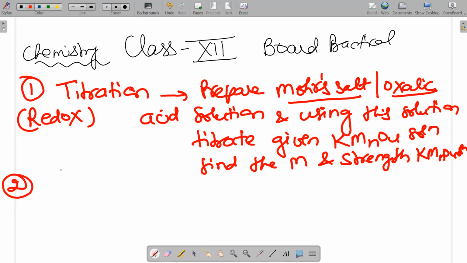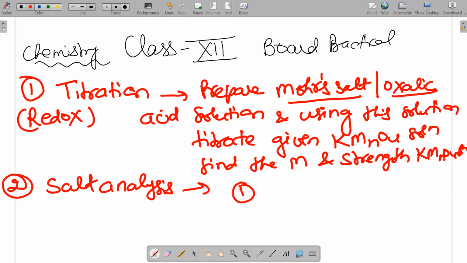The second experiment which you have to perform is salt. So the second is qualitative analysis, or we can say salt analysis. In this salt analysis, every child has to perform a salt, and that is an unknown salt. So every child will get any unknown salt according to the CBSE syllabus. And then in the given salt, you have to first identify the anion and then the cation.